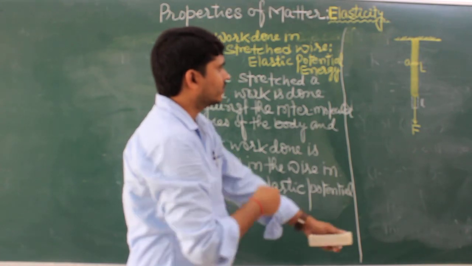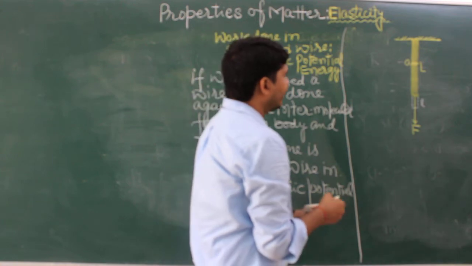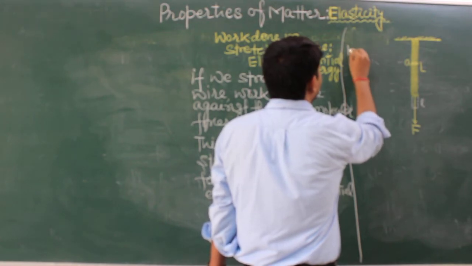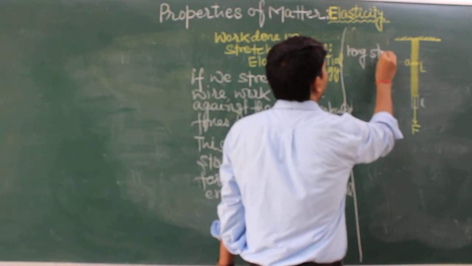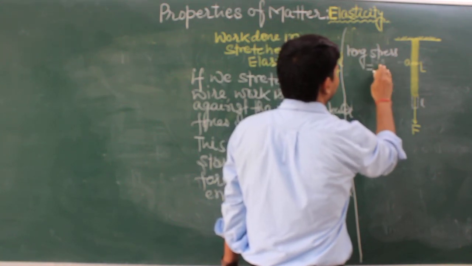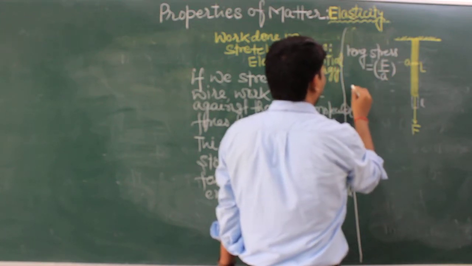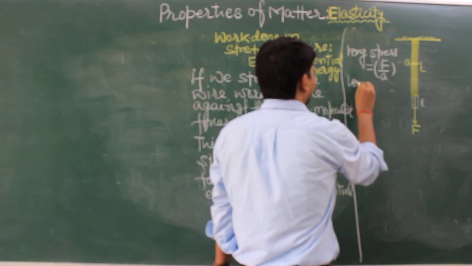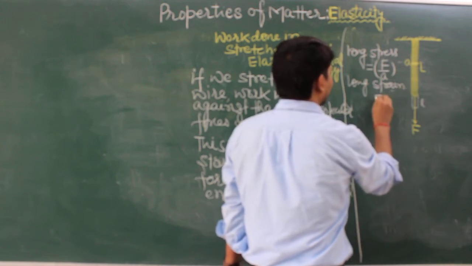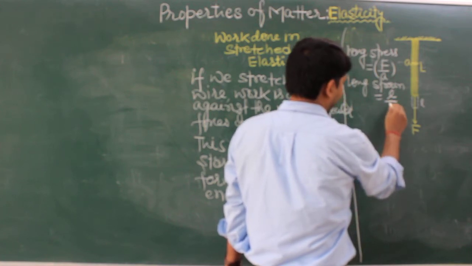Now, in this condition, the longitudinal stress in this situation will be F by A, and the longitudinal strain in this wire will be l by L.